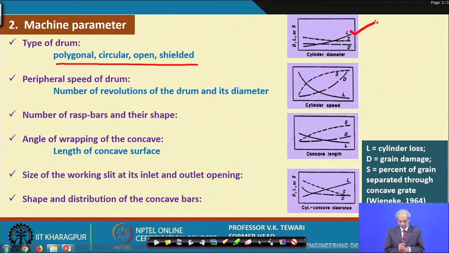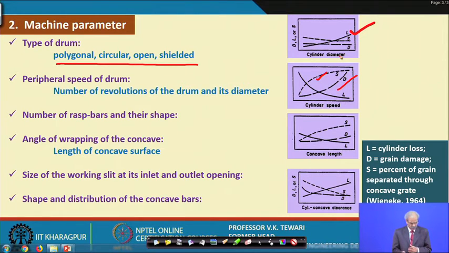Now, you see if the cylinder speed increases, then the losses are going to decrease, well, the cylinder loss, as it is shown here. Similarly, if the cylinder speed increases, then the grain damage is going to increase. Now, you see what happens, because then there is likelihood of damage of these. Similarly, the S, that is the separation of the grain from the straw which is taking place within the concave and the cylinder, they are in this particular fashion. So, they are going to virtually increase.